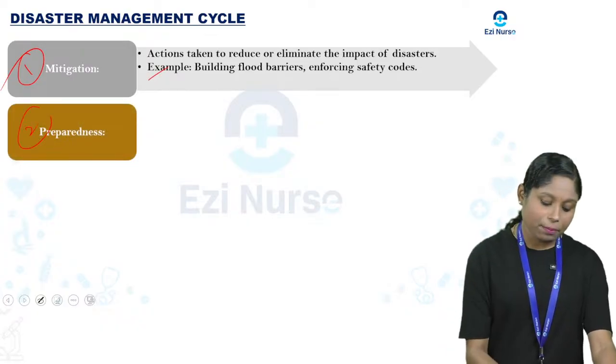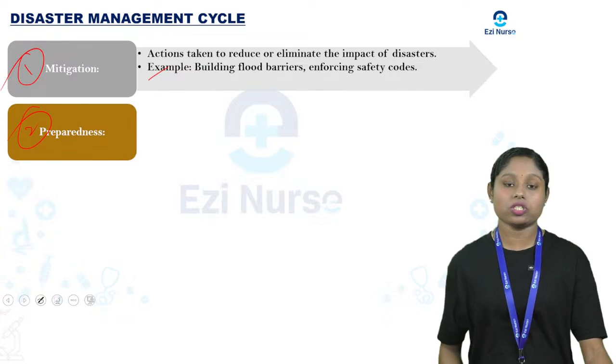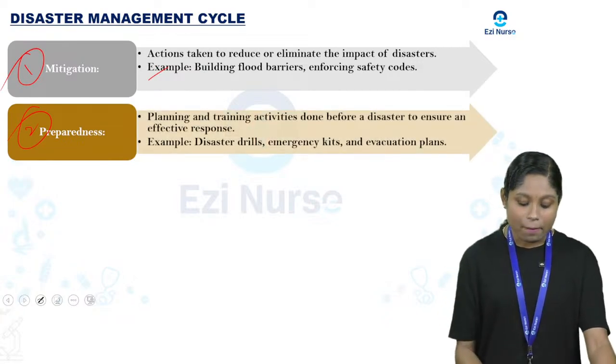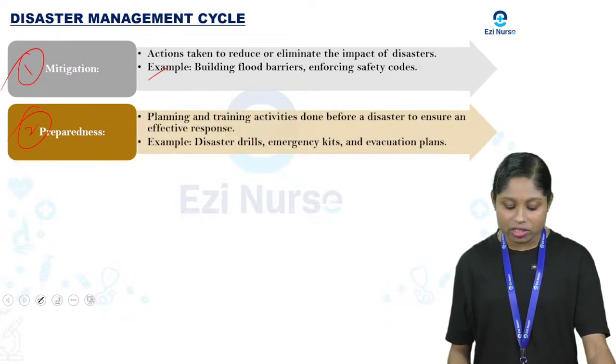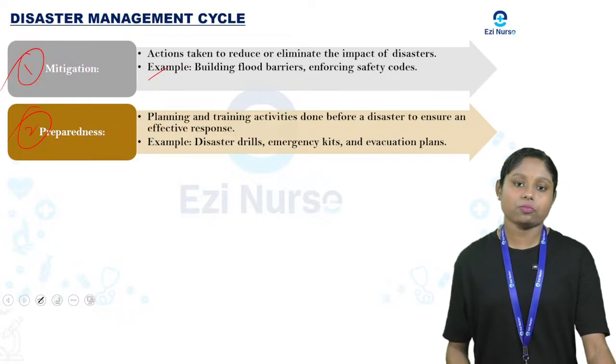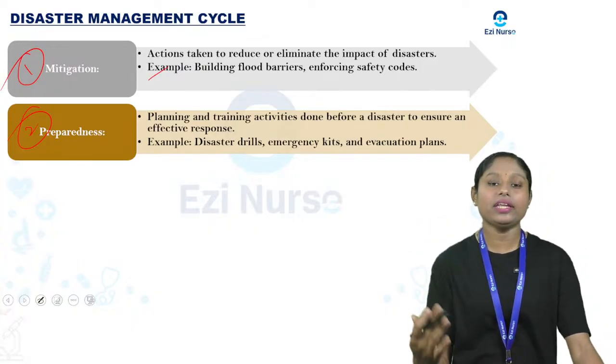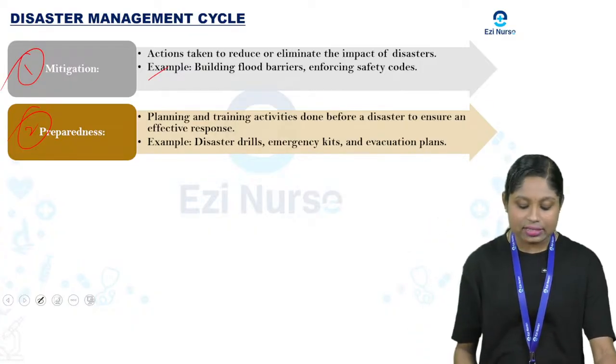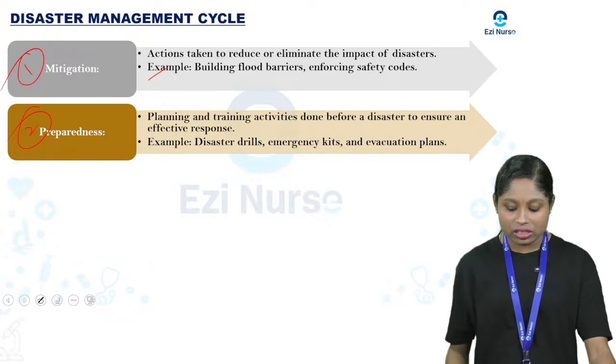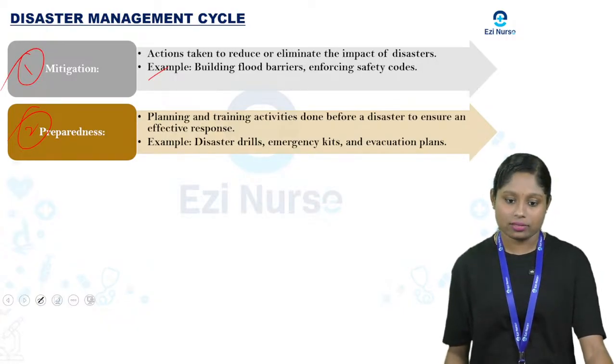Preparedness is the second step in the disaster management cycle. It is planning and training activities done before a disaster to ensure an effective response. Before the disaster occurs, we need to have planning and training activities. Examples: disaster drills, emergency kits and evacuation plans.